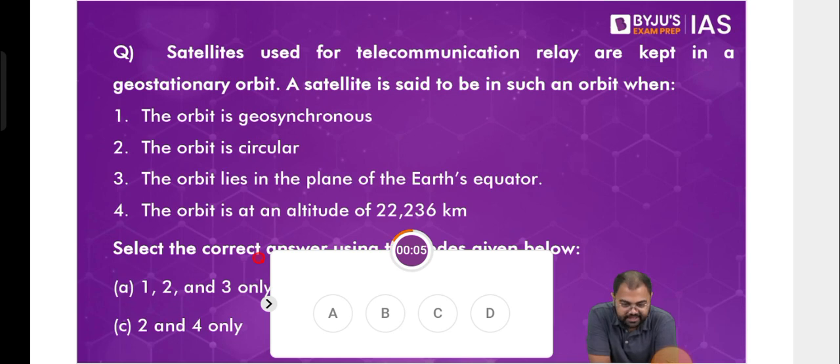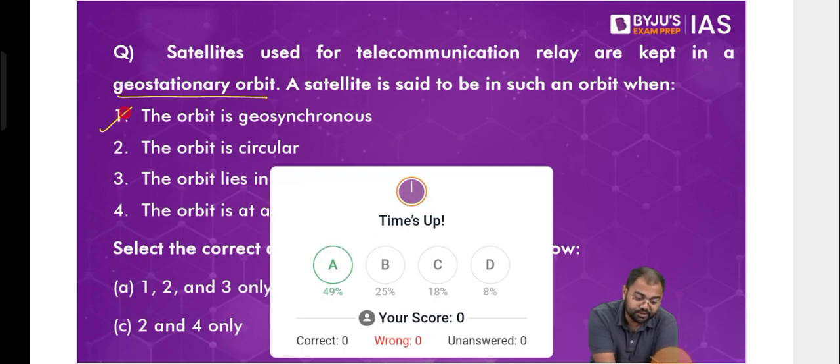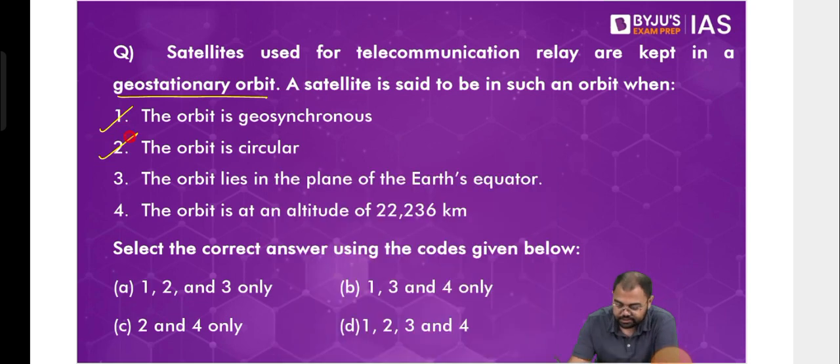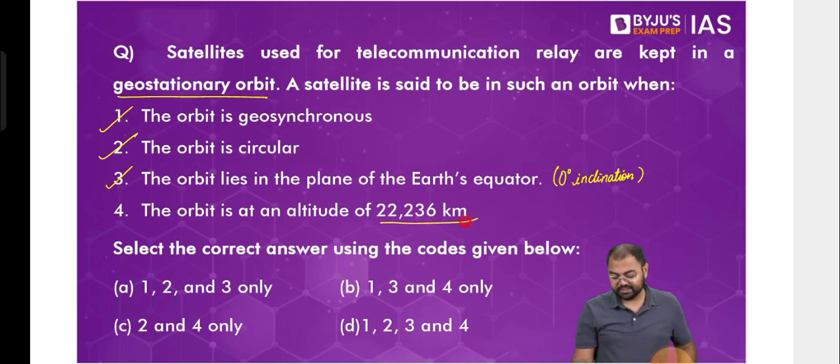Satellites used for telecommunication relay are kept in the geostationary orbit. A satellite is said to be in such an orbit when the orbit is geosynchronous. This is correct. We had discussed that geostationary orbits are a special case of geosynchronous orbits. Second statement: the orbit is circular. This also we discussed. The orbit lies in the plane of the equator. This also we discussed, that it has a 0-degree inclination. Right? The orbit is at an altitude of 22,236 kilometers.